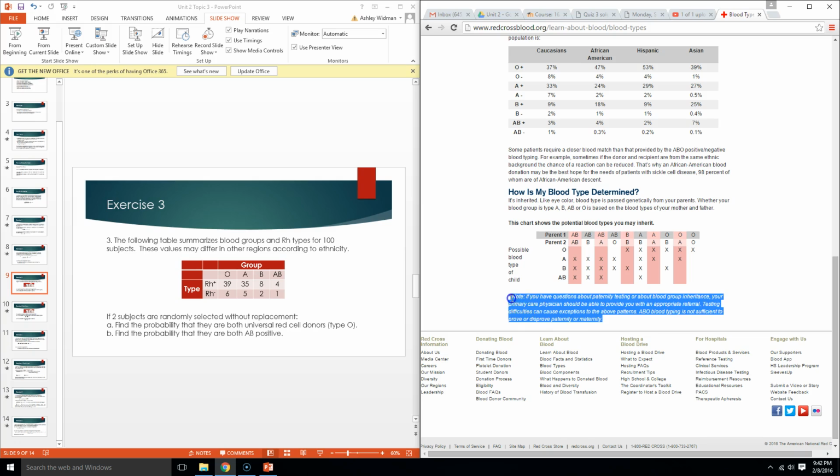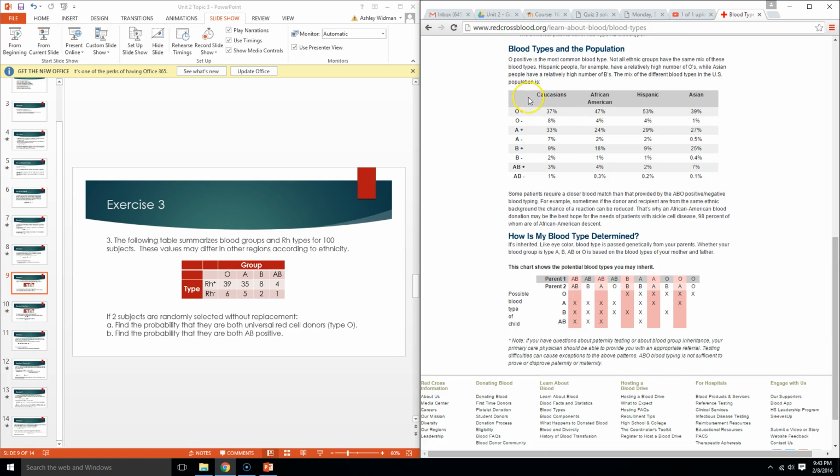They have this little disclaimer here, which I think is cute. So if you have questions about paternity, don't trust the chart. You got to go to a doctor. But you can trust the chart for the most part. I think it's pretty rare instances that these would not be predictive 100% of the time for the paternity or the blood type of the child.